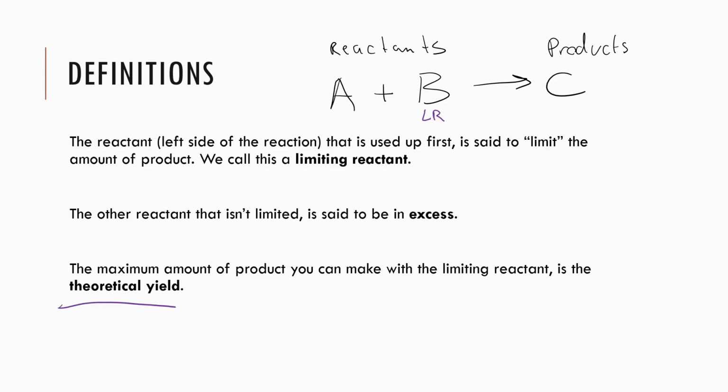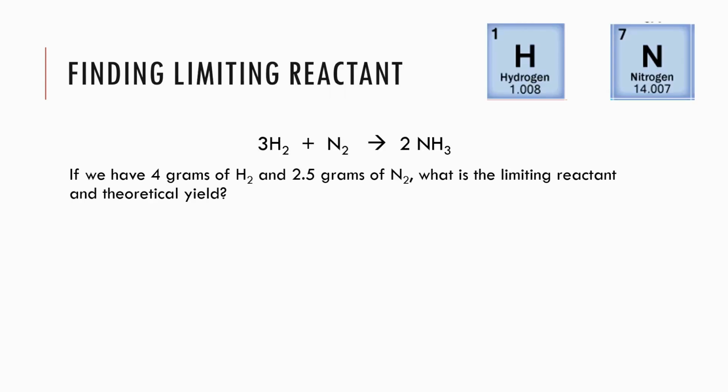And we can do these calculations using both a balanced equation and the amount of the reactants. Let's do some examples. Here we have an equation with hydrogen gas, nitrogen gas, and ammonia: 3H2 plus N2 goes to 2NH3. I've also included up in the corner 2 squares from the periodic table to use for our molar mass.